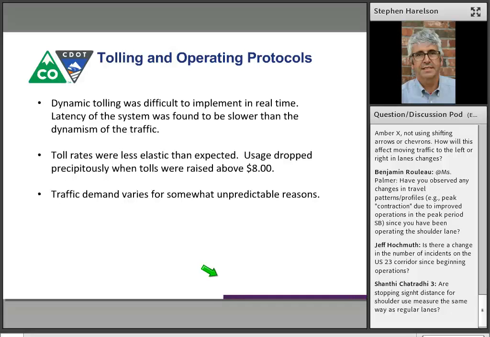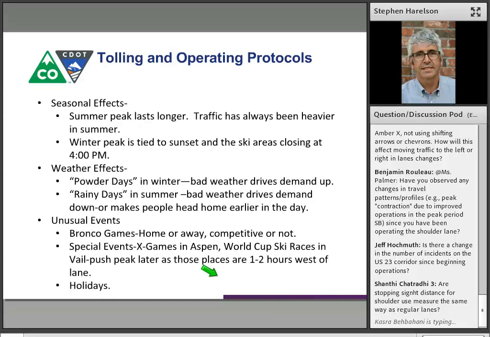We also found that even though this is a very predictable route, it's people going skiing or people going hiking, there were some unpredictable elements of the traffic numbers. One thing we noticed is that in the summertime, the peak lasts much longer.